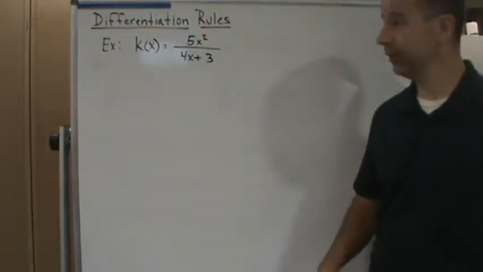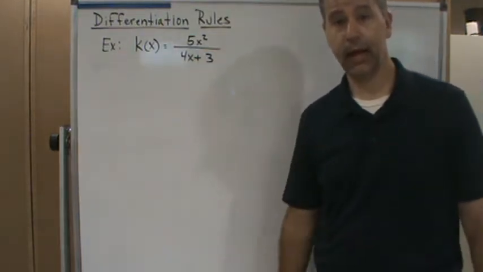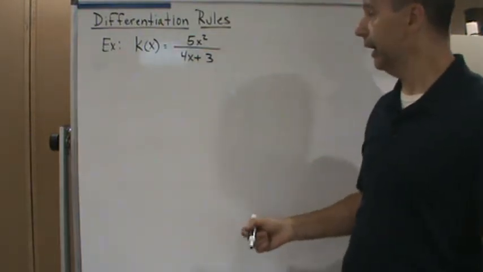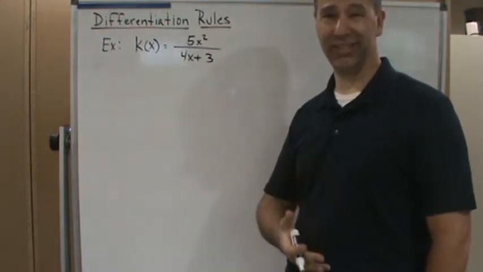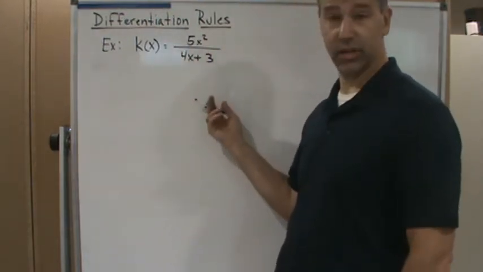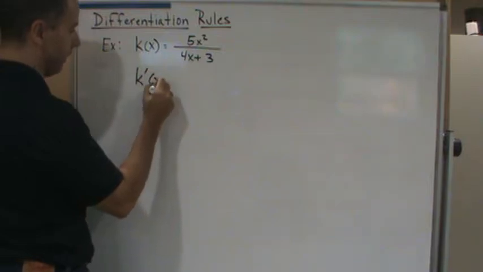We've got an example. Notice that this is a quotient, so automatically I'm thinking quotient rule. I could use the product rule here and split this up as a product, but why do that when it's a quotient? I could just use the quotient rule. So let's say we want to find k prime of x.